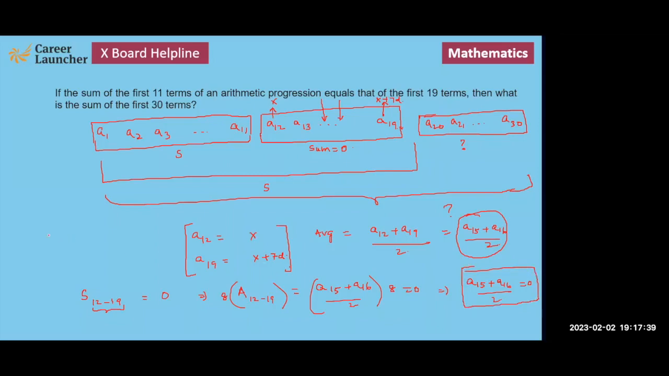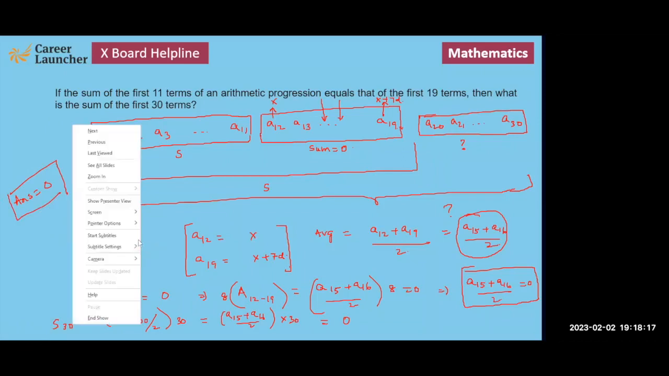Now, if I want to find out the sum of all the 30 terms, it is nothing but A1 plus A30 by 2 into 30. It is also equal to the two middle terms, A15 plus A16 by 2 into 30. But we already know that A15 plus A16 by 2 is equal to 0. So this answer will also be equal to 0. So the answer must be equal to 0. Okay, this is one method where we take the middle terms, and the middle terms give me the average of all the terms, and that value is equal to 0.